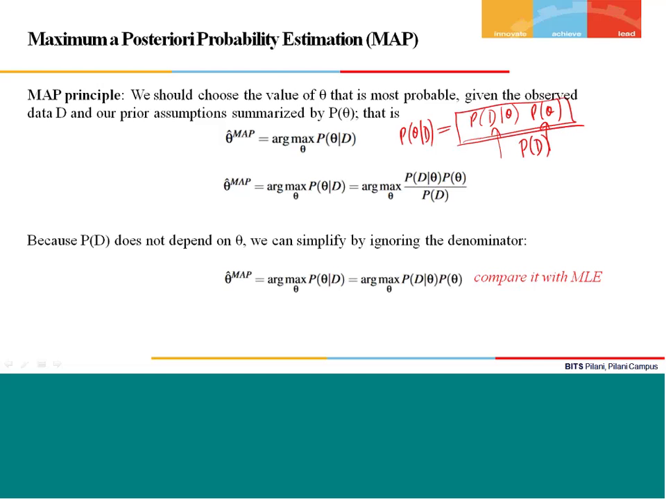P of theta given D can be written with P of D in the denominator. I have to maximize this function. What is the value of theta that maximizes this value? Because I am calculating with respect to theta, P of D is a constant, so I can ignore it. Finally I am left with this function. In MAP I am maximizing this function, and in MLE I am maximizing only this function. So this is the difference, the extra factor in it.